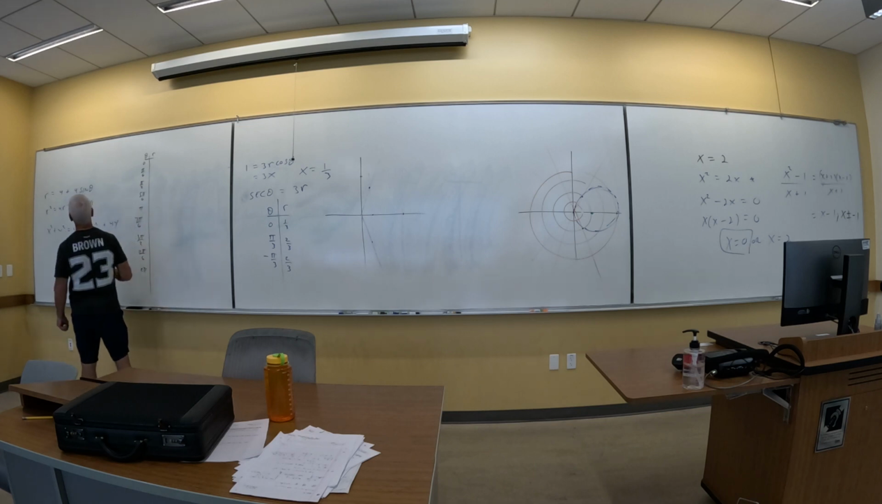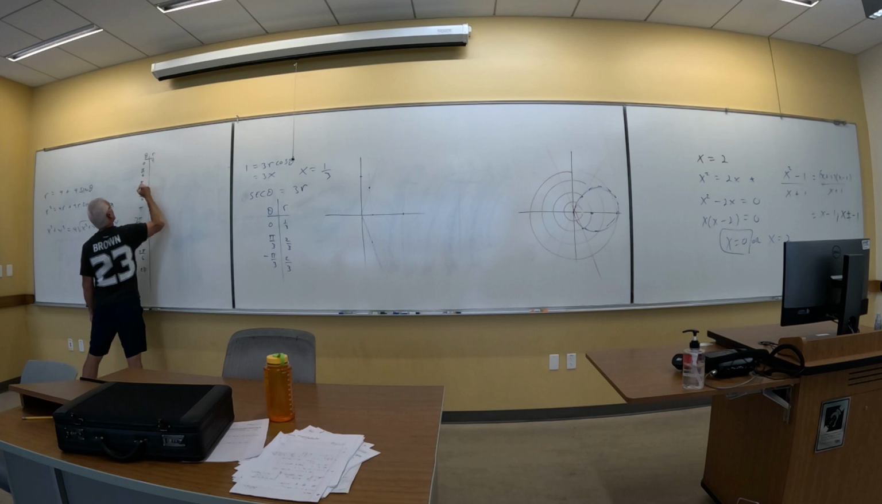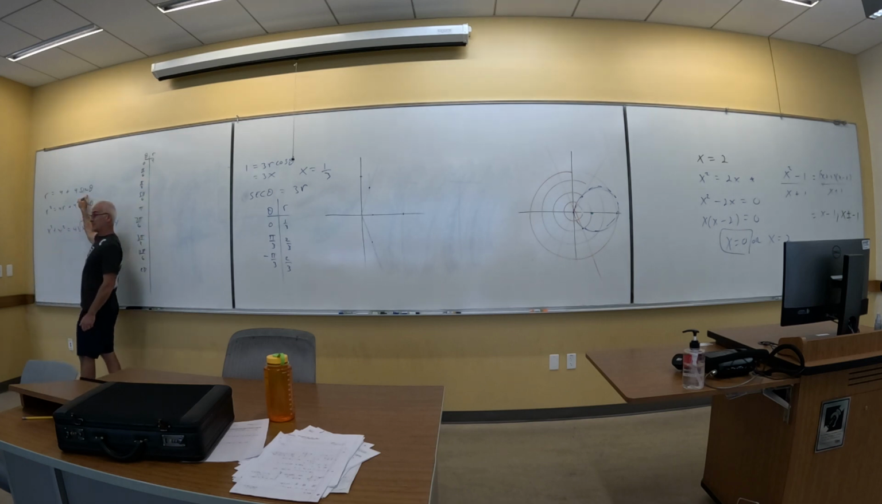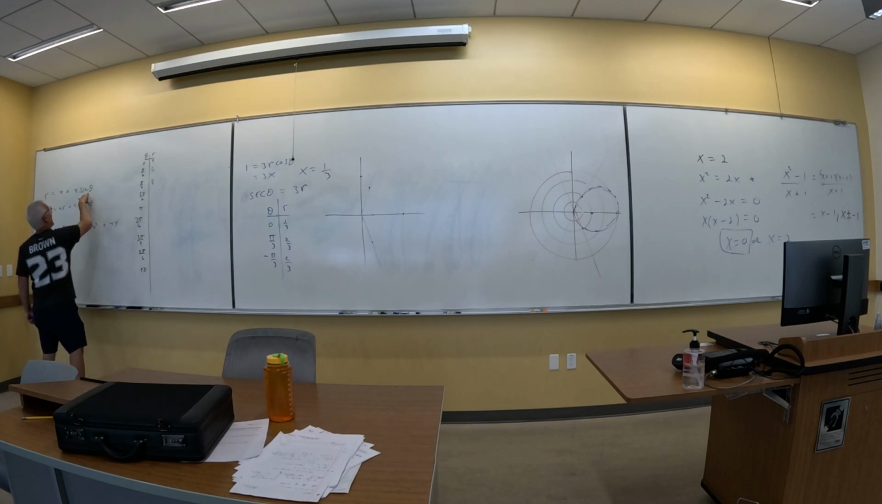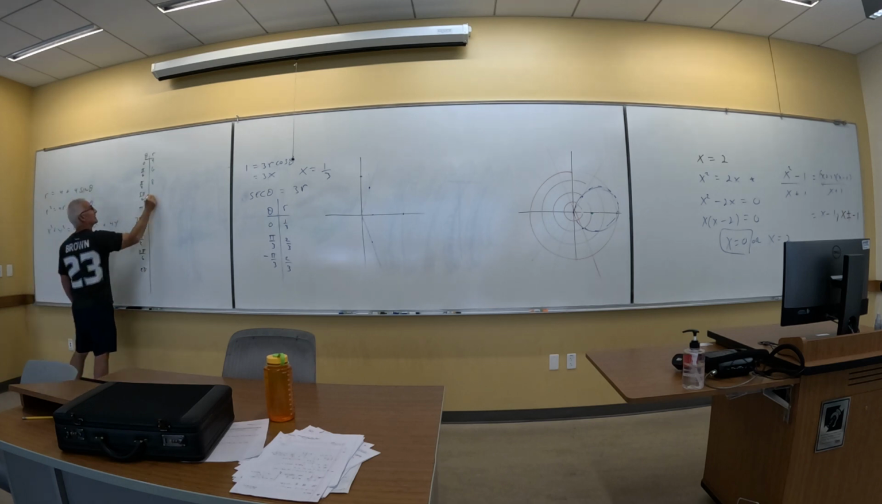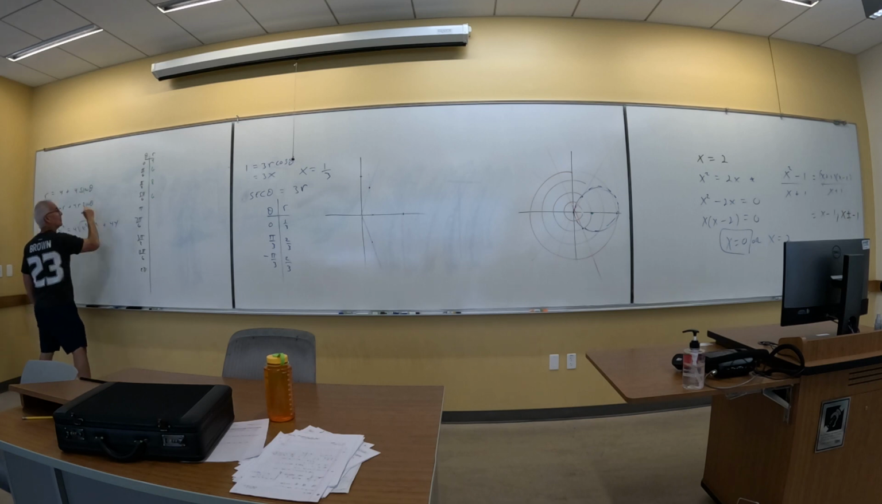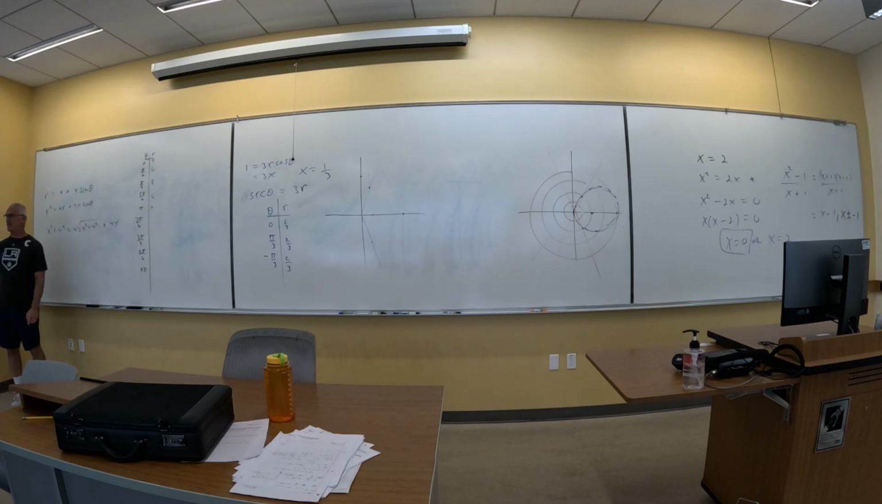So sine of 0 is 0, so r will be 4. Sine of pi over 6 is a half, so r would be 6. Sine of pi over 2 is 1, so r would be 8. Sine of 5 pi over 6 is a half, so r would be 6. Sine of pi is 0, r is back to 4. That's why I chose these angles, okay? Because I want easy numbers.